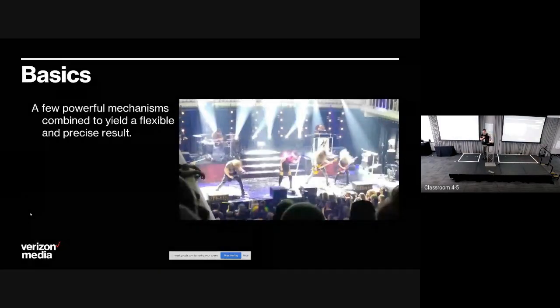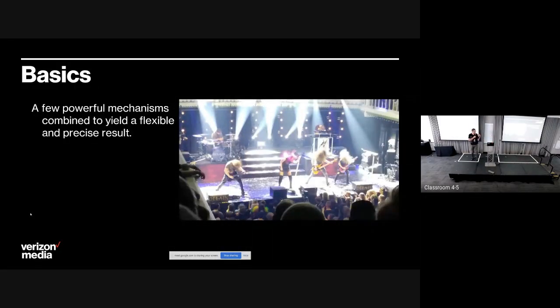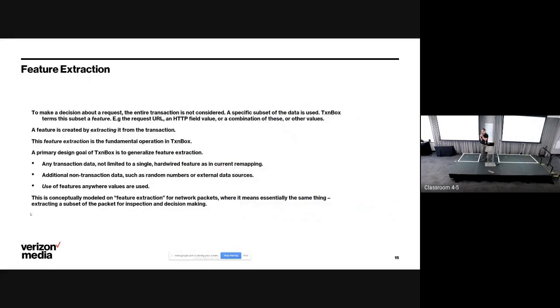All right. So, how did I design this? I like to start with basics and have the smaller number of powerful mechanisms that you can reuse to get the result you want. So this here is the heart of Transaction Box. This is actually what it does, and everything else is kind of secondary to this, and I call it feature extraction.